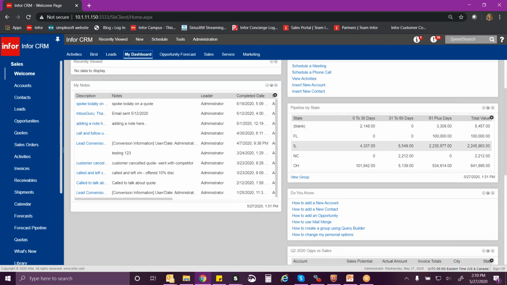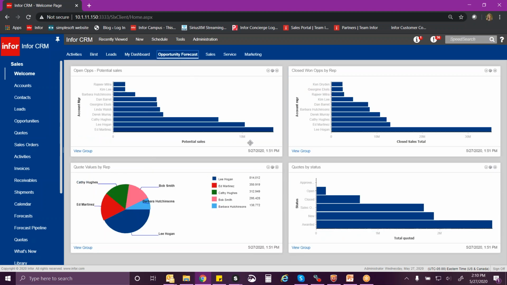You can view pipeline. So in the next 30 days, what open opportunities are expected to close, sort it by state, again by rep, and I'll show you that here in the opportunity forecast tab. You can do open quotes, closed quotes, see how many are out there.